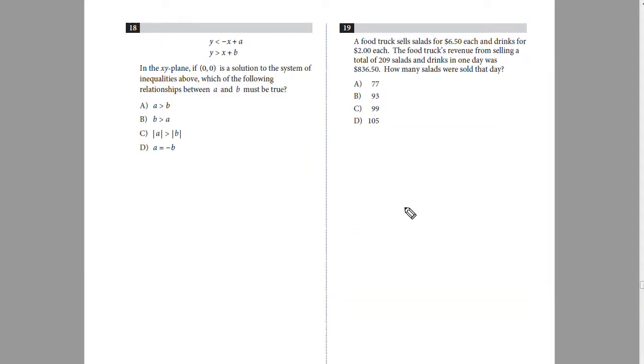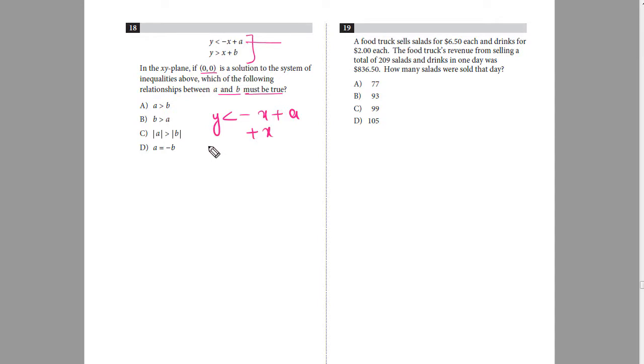Question number 18. In the xy plane, if 0, 0 is a solution to the system of inequalities above, which of the following relationships between a and b must be true? So 0, 0 is the solution to these inequalities. So what we have to do is determine the relationship between a and b. First of all, I'll write these inequalities and I'll make a the subject in the inequalities. So for the first one, y is less than -x plus a.